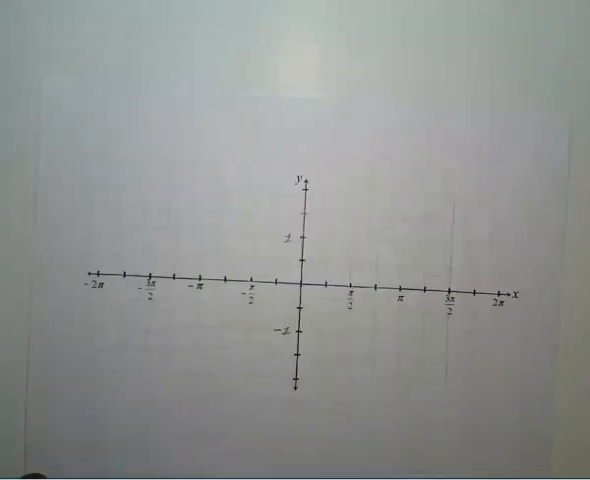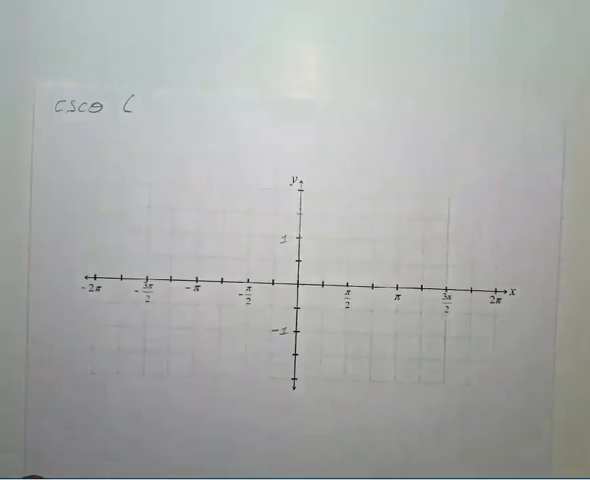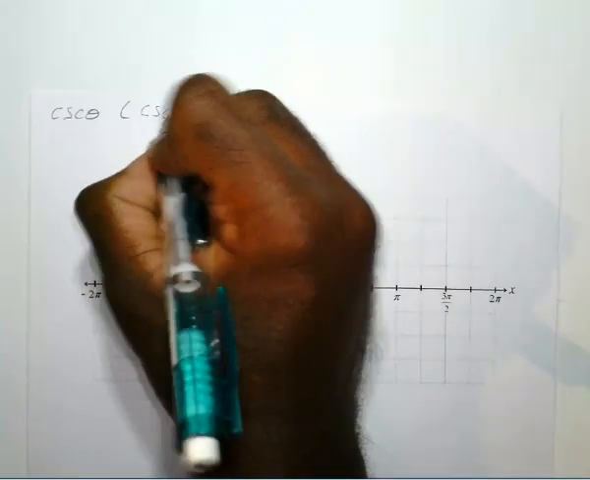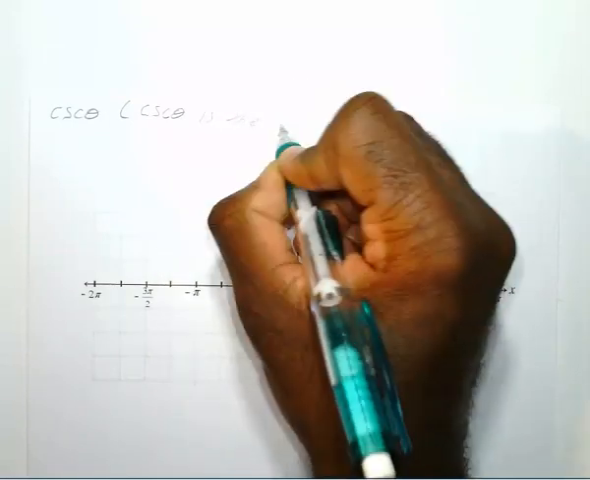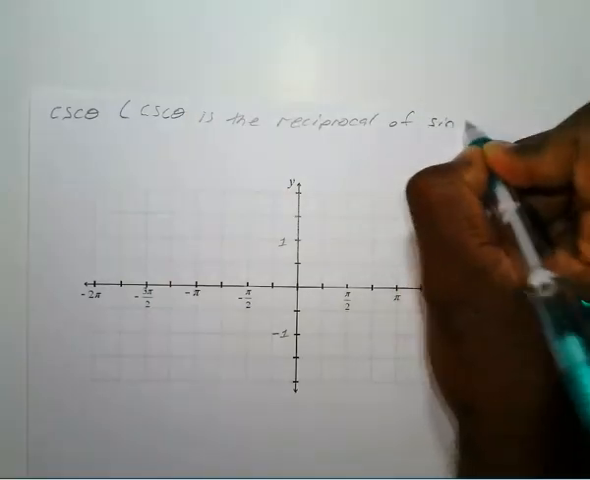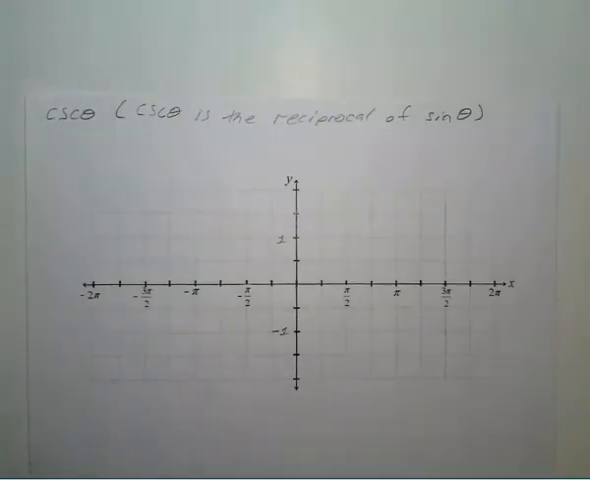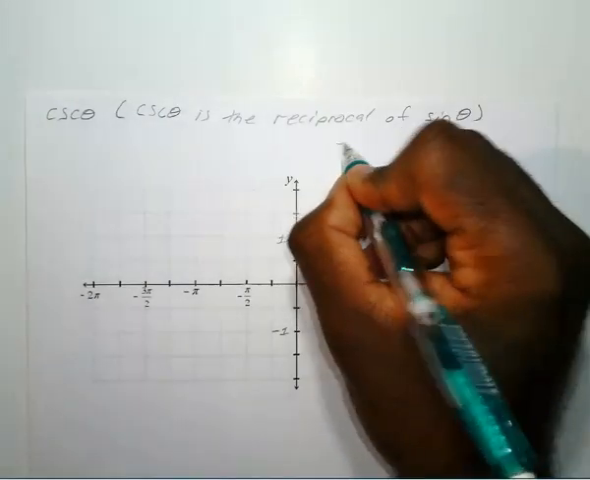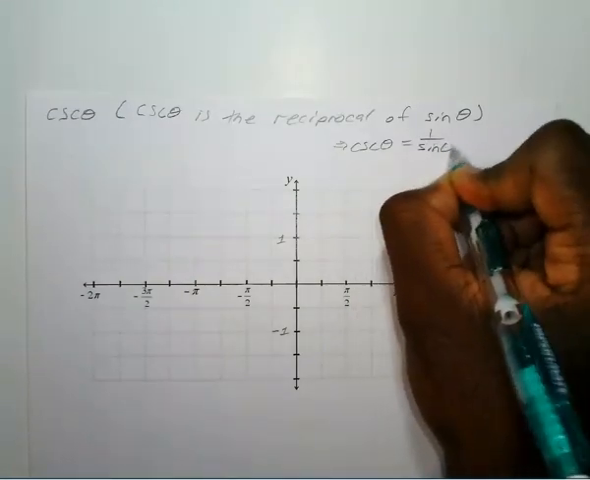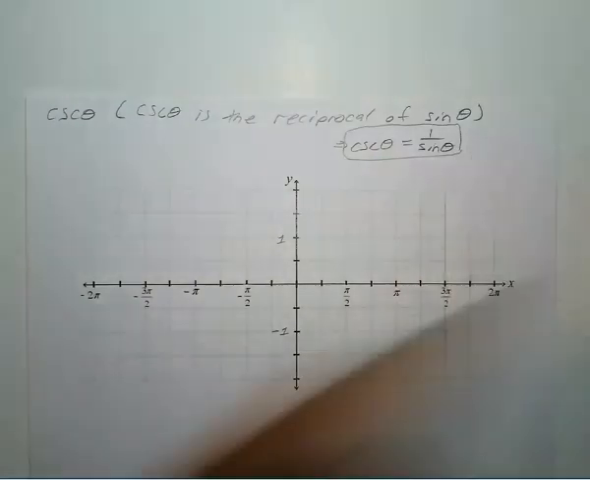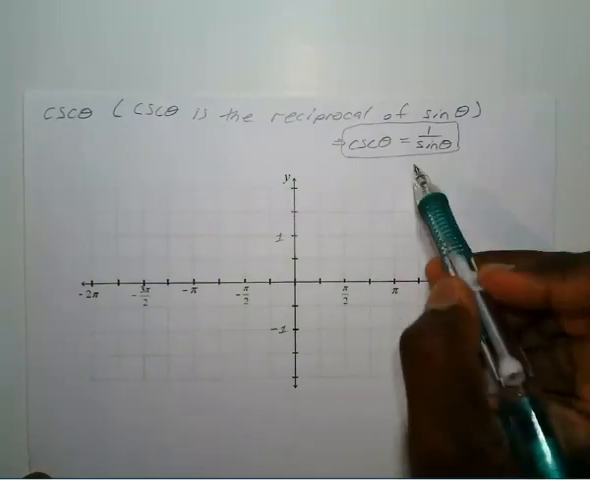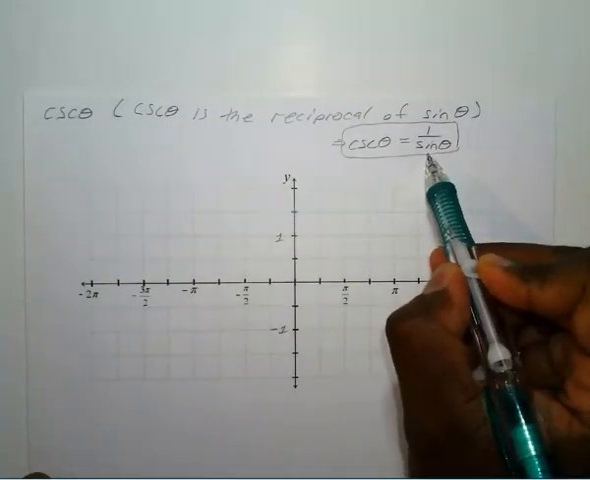Okay, so for our cosecant, you just have to remember that cosecant is the reciprocal of sine. Well, what does that tell us? That tells us that cosecant of theta is equal to 1 over sine of theta. So that means sine of theta cannot equal 0.